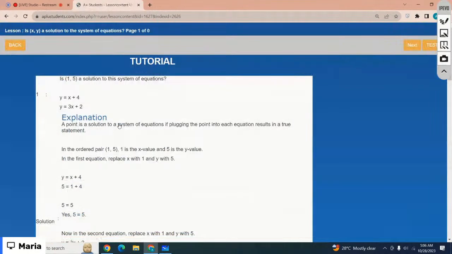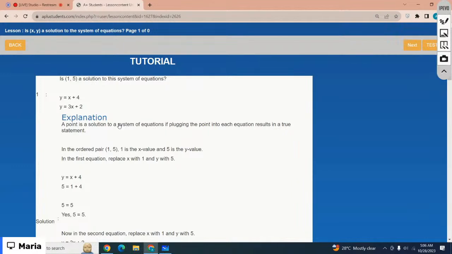Just look at the first example. Is (1, 5) a solution to this system of equations? You are given the pair of values, that is 1 and 5. You are given the equations y equals x plus 4 and y equals 3x plus 2. A point is a solution to the system of equations if plugging the point into each equation results in a true statement. So you have to put the pair of values back in the equation. If the equations are equal, that means the point satisfies the equation.